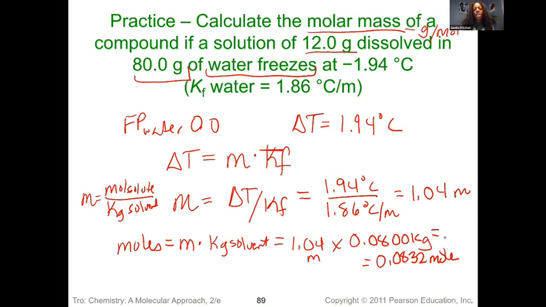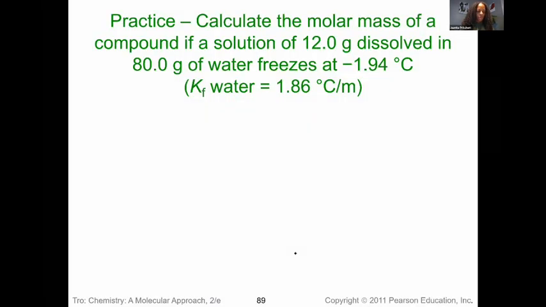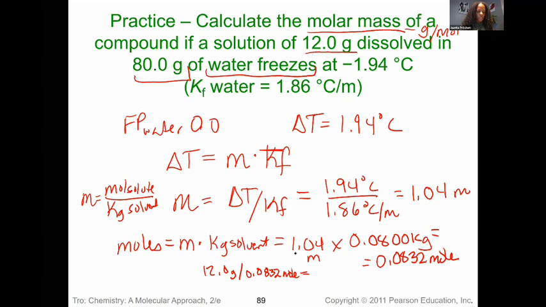The last step would be to take our gram amount, our 12 grams, divided by our moles. And that will give us 12 divided by 0.0832. That'll give us 144 grams per mole. Okay, so a lot of steps there, but again, we're just tying in those units that we see. Okay, look for those natural ties between those units. Okay, good.